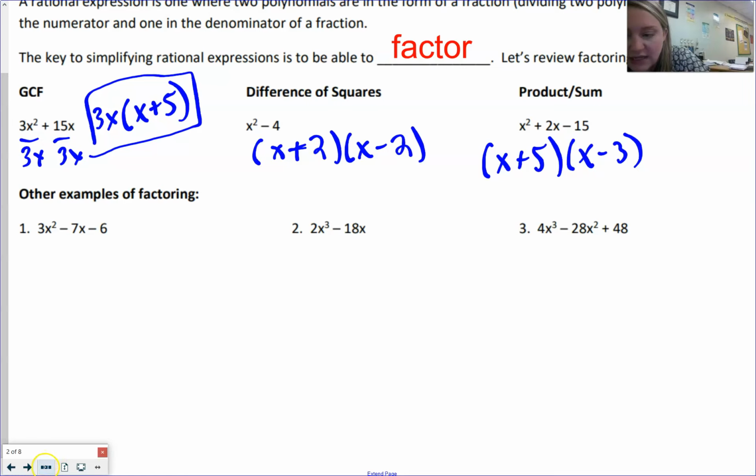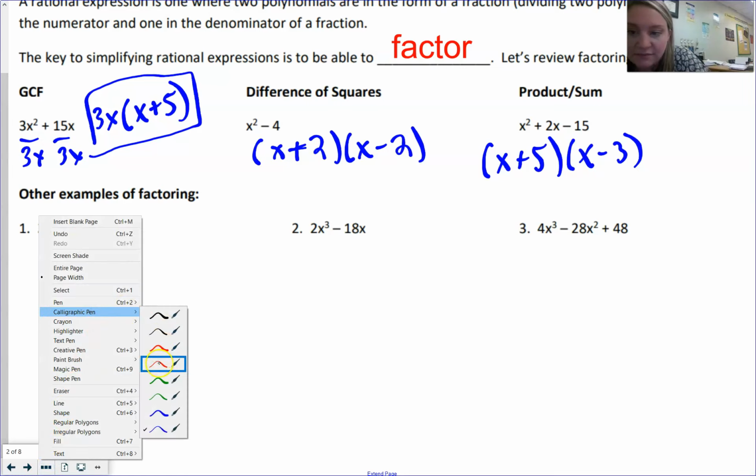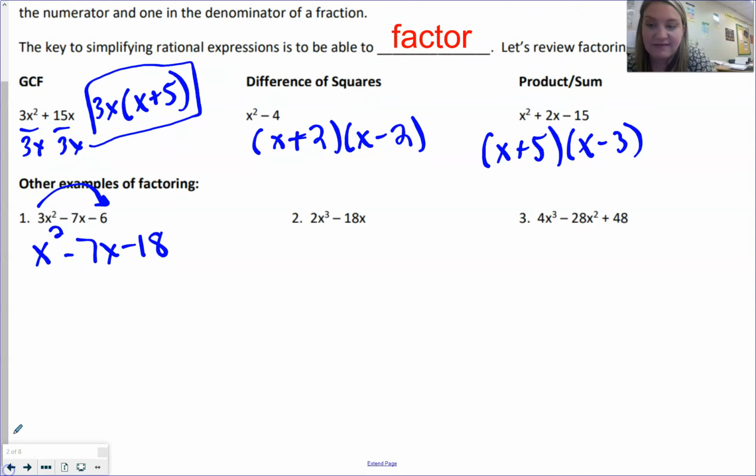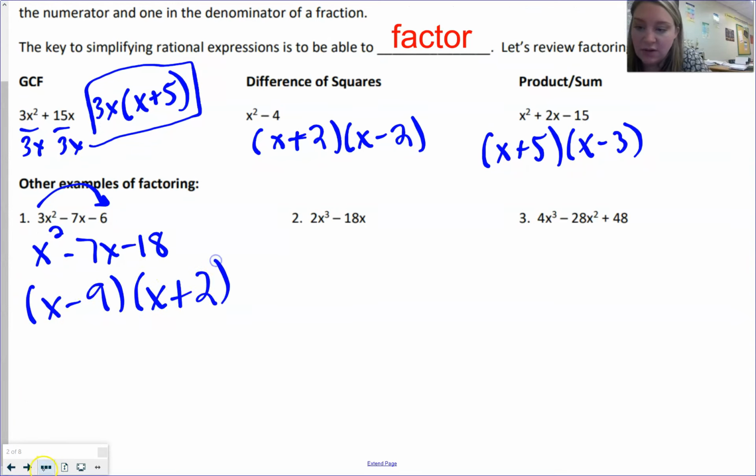So with slip and slide, let's remember what that is. I'm going to take this 3 and slip it to the end. So now I have x squared minus 7x minus 18. I think of what two numbers can multiply to give me negative 18 and add to give me negative 7. That is going to be negative 9 and positive 2.